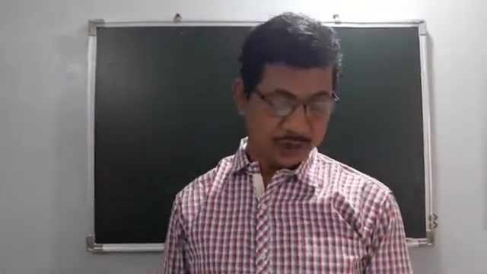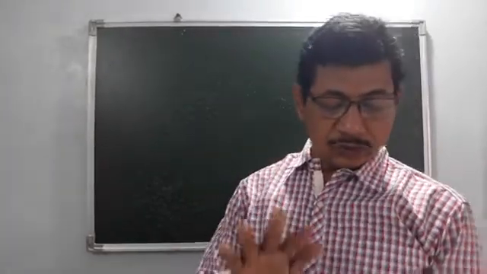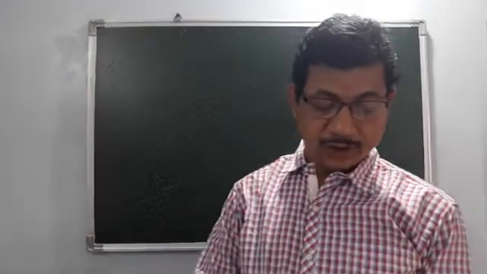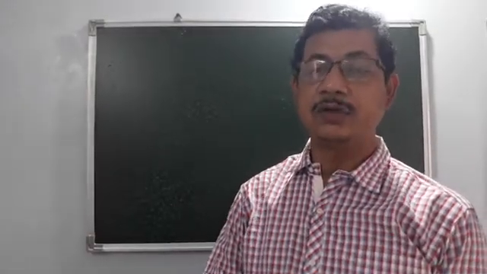So now question number 29. The function is defined by f(x) equal to kx plus 1 if x is less than or equal to 5, and 3x minus 5 if x is greater than 5. We have to find the value of k, given that f(x) is continuous at x equal to 5. So let's do this sum. Question number 29.